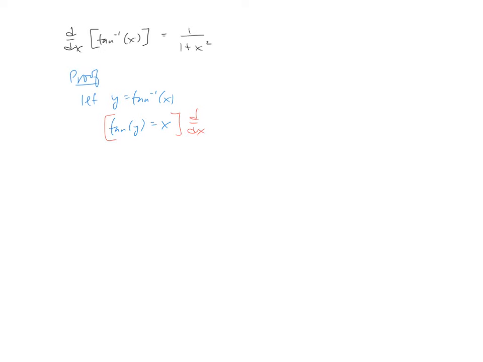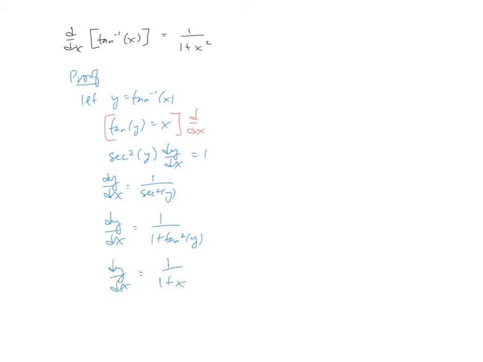The left-hand side turns into secant squared of y times dy/dx because of that chain rule, equals 1. And then the dy/dx would have to equal 1 over secant squared y. Now, this is where we make that substitution with one of our Pythagorean identities. We know that secant squared is actually directly equal to 1 plus tangent squared. And from the beginning, we know that x equals tangent of y, so I'm going to plug in my x, and I'll get my derivative without a whole lot of work on this one.